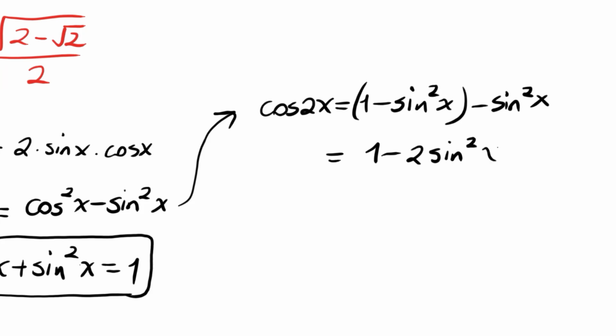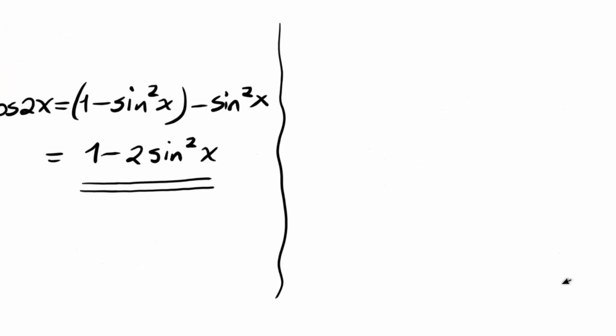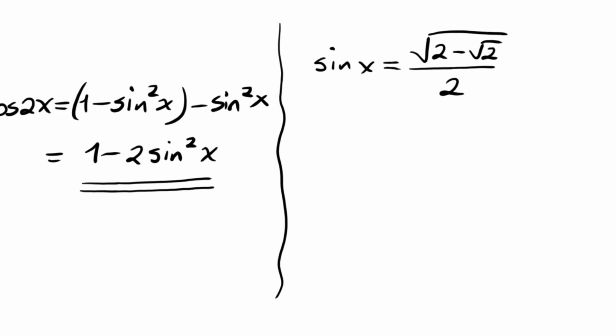We will use these. Also, we can write sine squared is equal to 1 minus cosine squared and get 2 times cosine squared minus 1 for cosine 2x. But what we need is cosine 2x is equal to 1 minus 2 sine squared x. Now we have sine x equal to the square root of 2 minus root 2, all divided by 2, and we want to calculate cosine 2x, which is equal to 1 minus 2 times sine squared x.